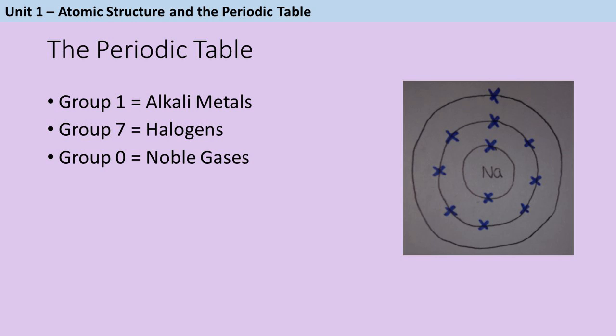You might also have seen that when you do this, if you've got some universal indicator in the water, it goes blue. And the reason for that is the reason they're called the alkali metals. When they react with water, they produce a product, a metal hydroxide, and that metal hydroxide is an alkali. So the metal itself is not an alkali, but it reacts to make an alkali.